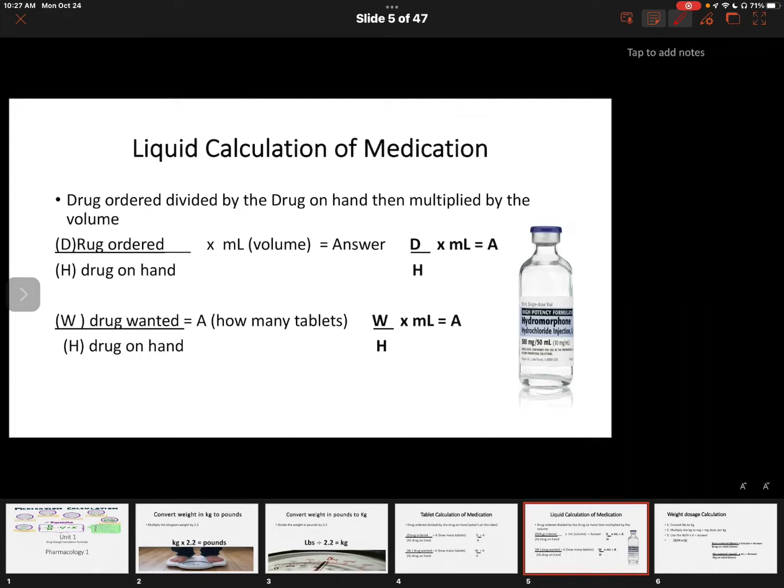Let's take a look at this bottle. Hydromorphone, 500 milligrams, 50 milliliters. So what it is saying is that there are 500 milligrams in this bottle of 50 milliliters.